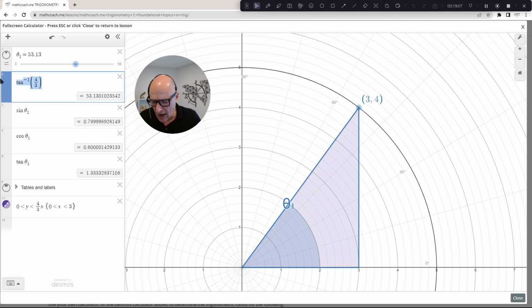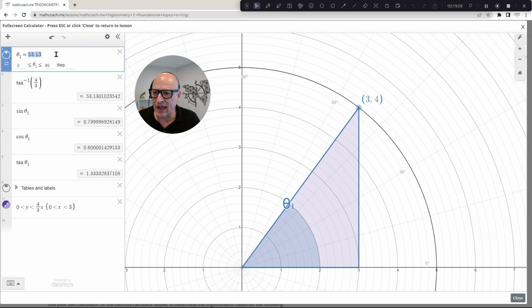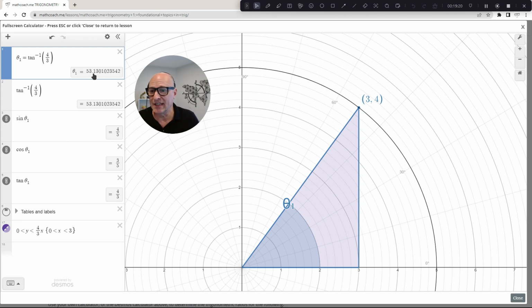And in fact, if I were to copy that in and set that to my angle, now it's exactly equal to 53.1 and so on. And we can see our sine ratio is this exact fraction, 4 over 5. So it is the opposite, 4 divided by 5. Our cosine ratio is exactly 3 divided by 5. And our tan ratio is exactly 4 divided by 3. Okay, let's leave that.